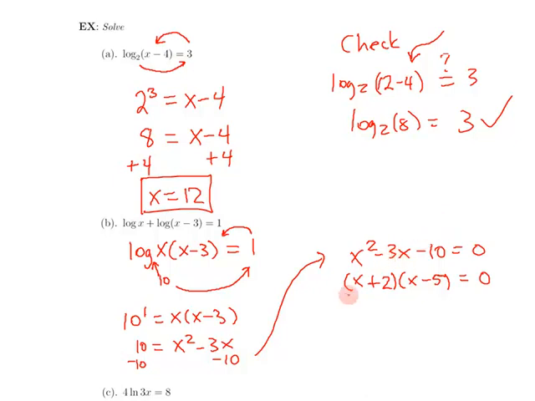Now, setting each one equal to 0, x plus 2 equals 0, and x minus 5 equals 0 gives me x is equal to negative 2, and x is equal to 5. Now I can automatically rule out x is equal to negative 2, and the reason is because I can't plug in a negative inside here, right? That's extraneous. Which leaves us this.